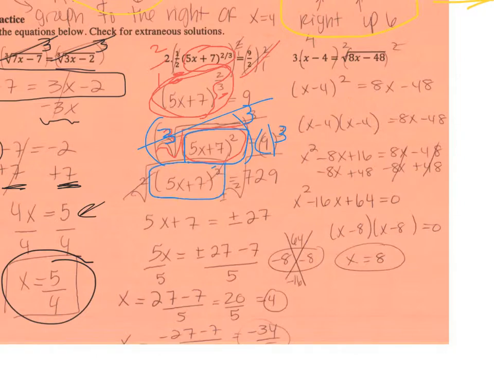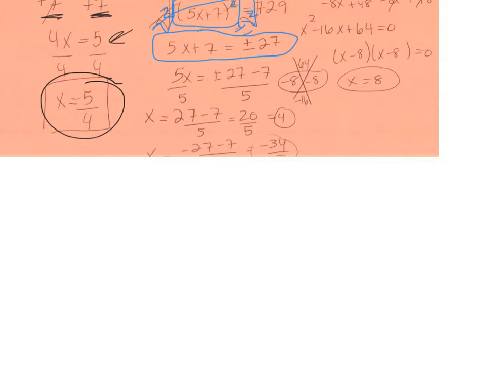In order to get rid of a power 2, we need to apply radical with index 2. When you apply radical with an even index, you always have to write plus or minus. So we have 5x plus 7 equals plus or minus 27. You then have to isolate x. So you can subtract 7. So I did plus or minus 27 minus 7. We then divide by 5. So we need to look out for our two answers. It's positive 27 minus 7 over 5, which is 4. And it's negative 27 minus 7 over 5, which is negative 34 over 5.